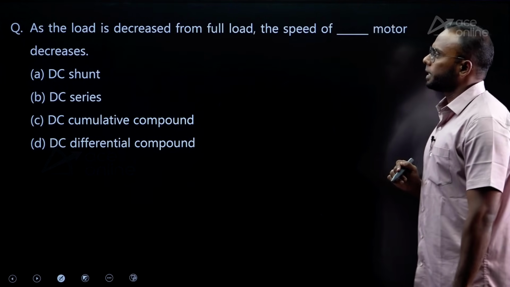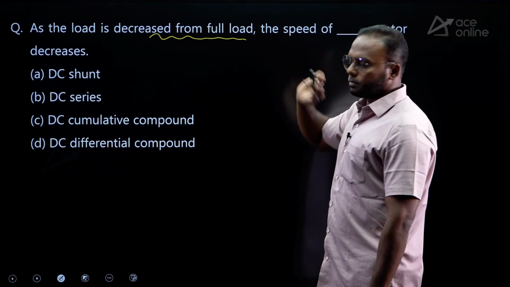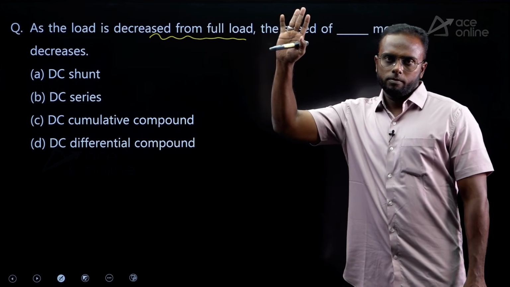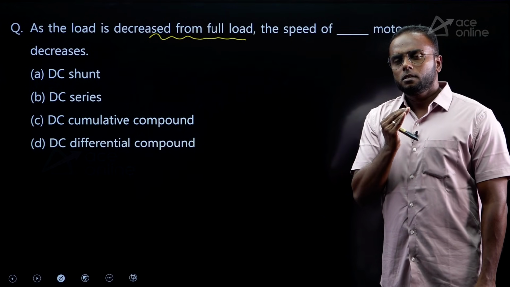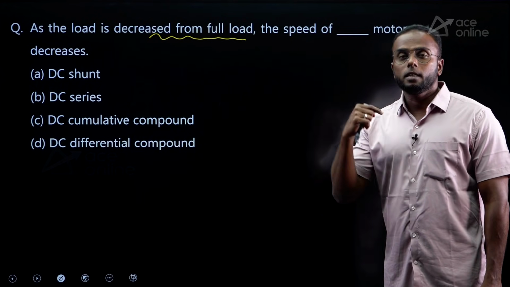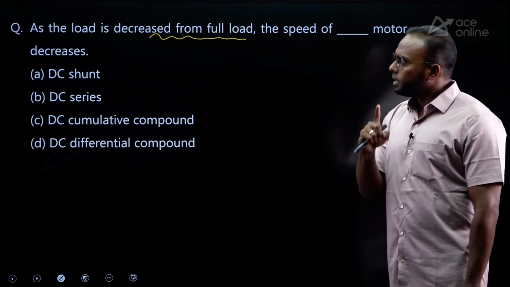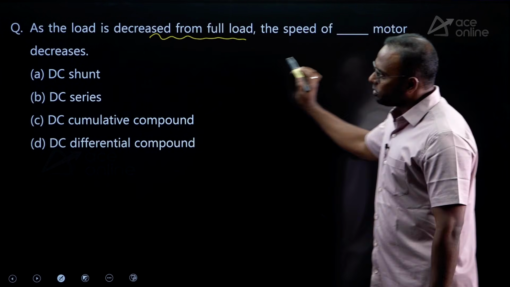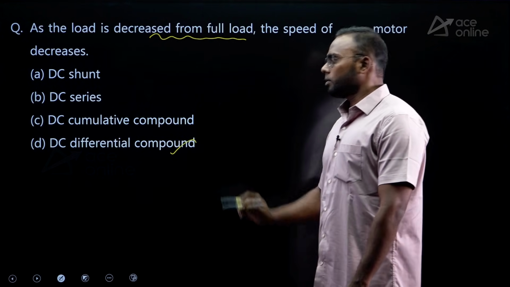Okay, remember this. Next, as the load decreases from full load, suppose previously full load, now load decreasing. Generally when load decreases, what is the speed of most of the motors? Increase. Okay, load decreasing, so speed increases. But the speed of dash motor decreases here. Which one is it? Differential compound.